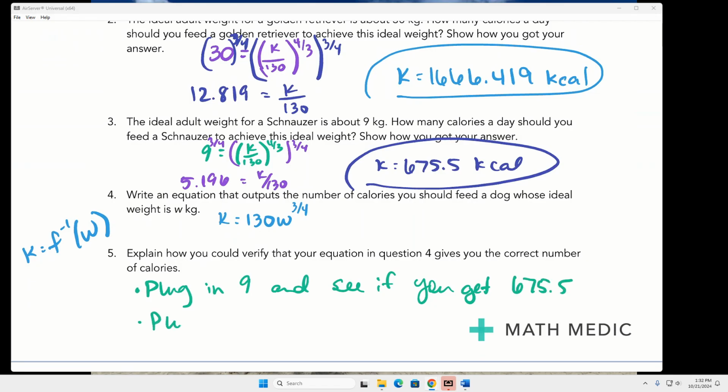Or plug in 30 and see if you get 1,666.419. So just check it in the other way. Right, so this whole lesson is about inverses and finding inverses and verifying inverses.